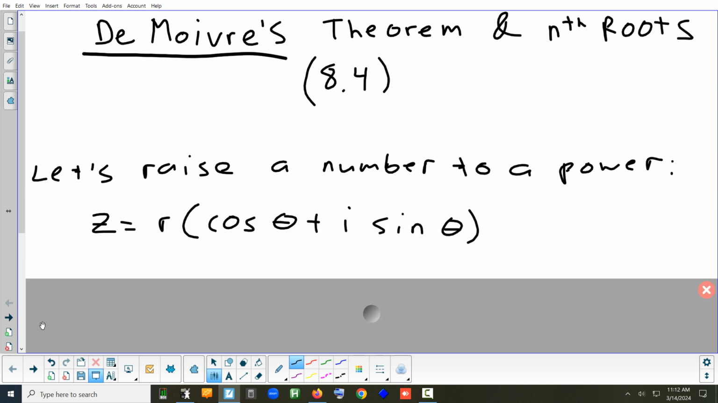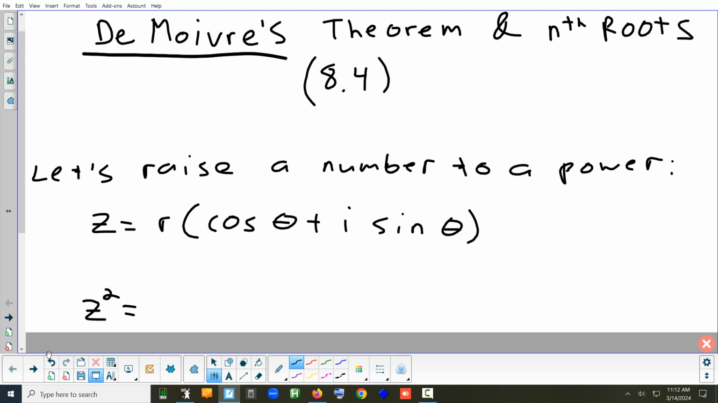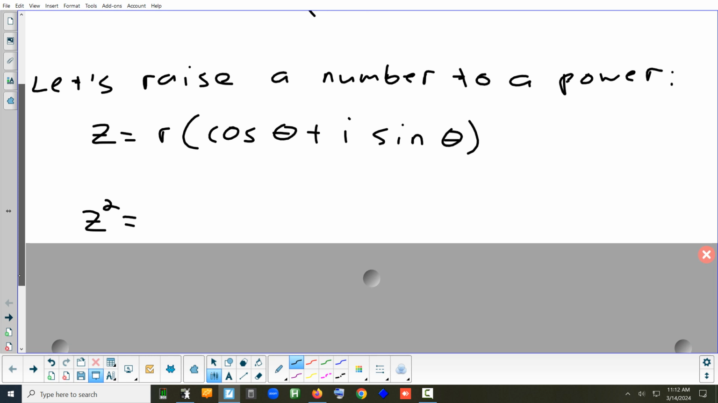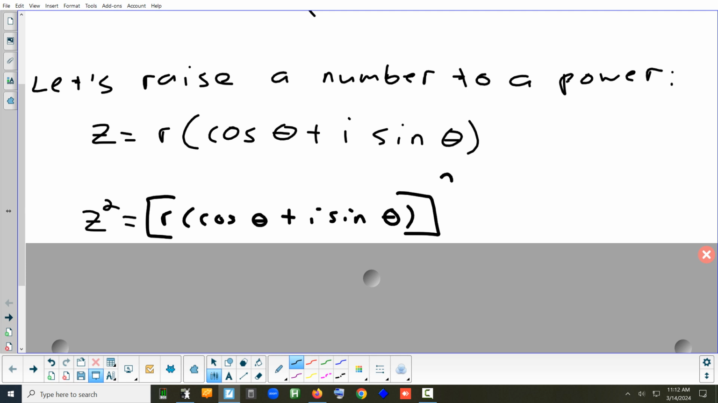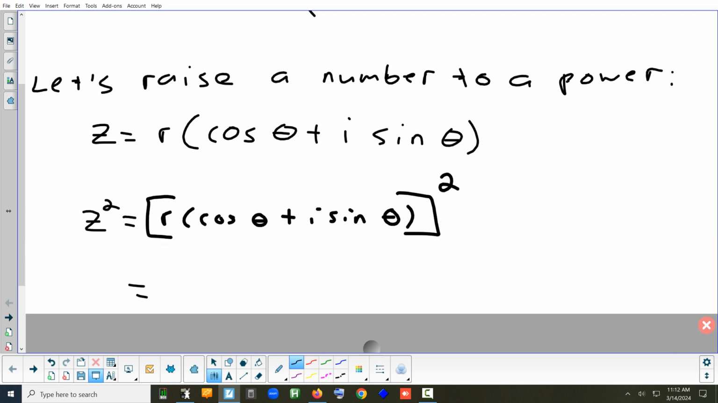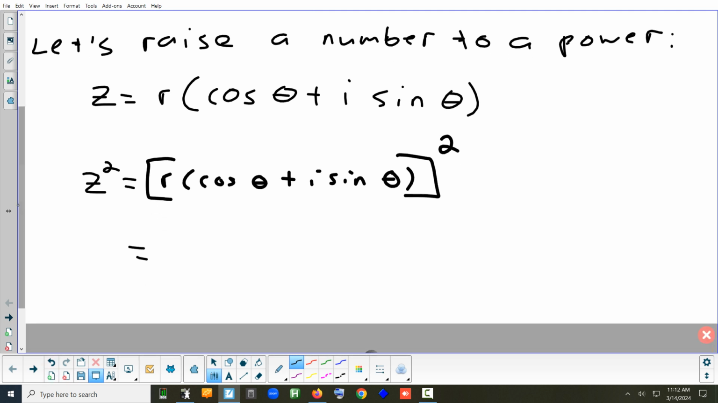So let's look at taking that complex number and raising it to the second power. So this entire thing, raise it to the second power. So you'd have r, cosine theta, I sine theta, take all of it, and square it. Okay, any questions on what we're going to do? And we're squaring it in trig form.